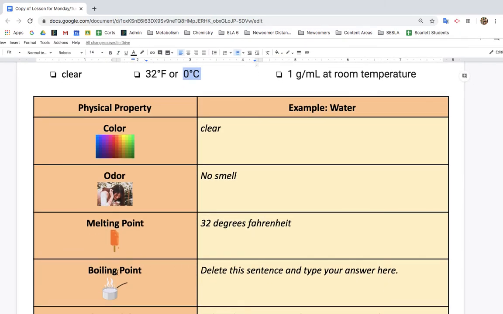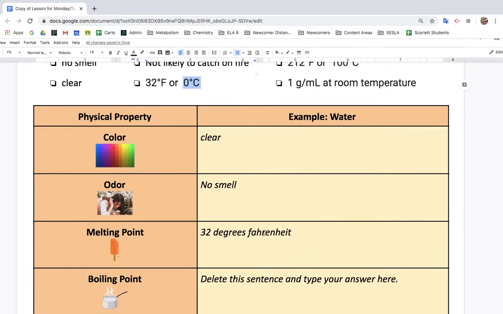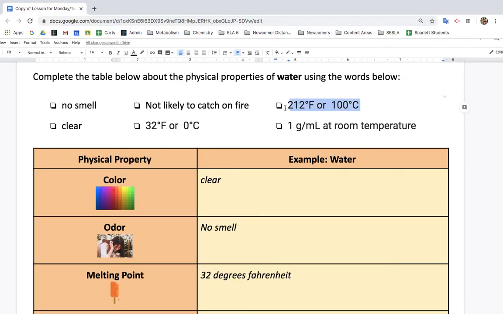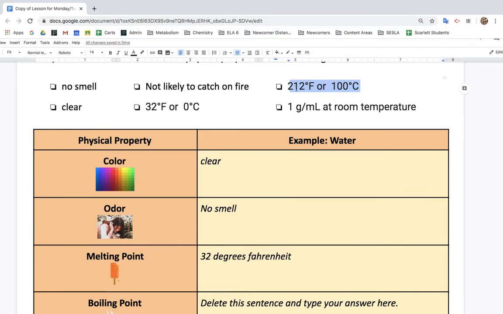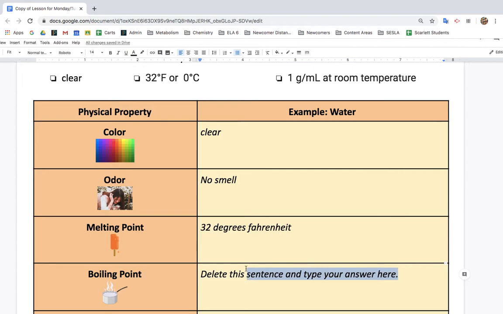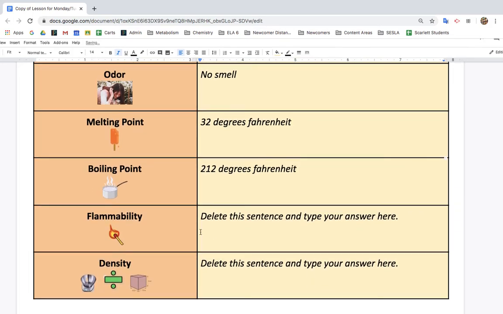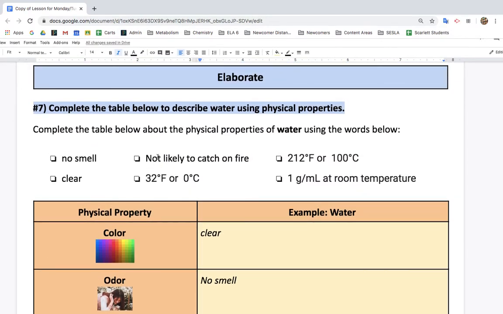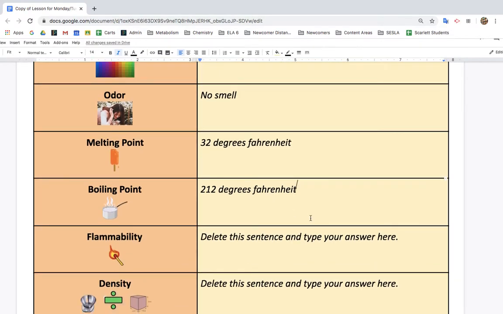Boiling point. So that's when water turns into a gas. It's probably the hotter temperature, 212 degrees Fahrenheit or 100 degrees Celsius. Okay, so 212 degrees Fahrenheit. Flammability, how likely it is to catch on fire. Water is not likely to catch on fire, okay. So here I would describe that physical property of flammability, not likely to catch on fire.